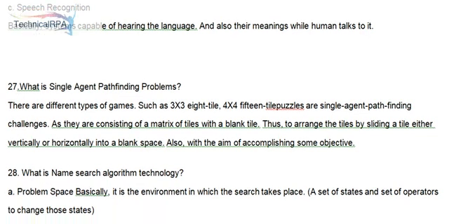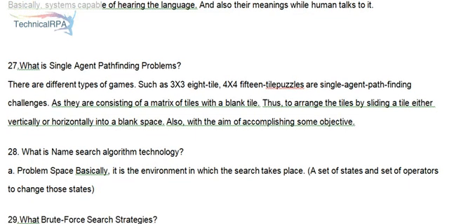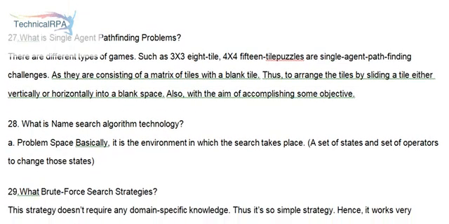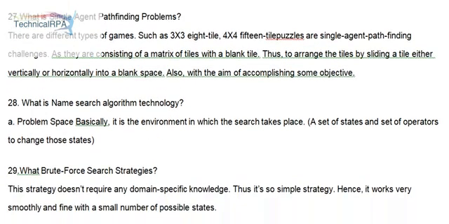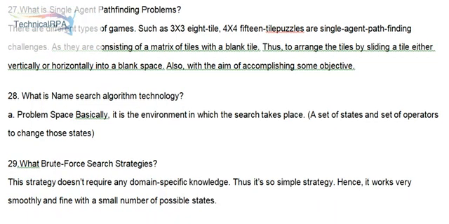27. What are single-agent pathfinding problems? There are different types of games, such as the 3x3 8-tile and 4x4 15-tile puzzles, which are single-agent pathfinding challenges, as they consist of a matrix of tiles with a blank tile. Thus, the aim is to arrange the tiles by sliding a tile either vertically or horizontally into the blank space, with the aim of accomplishing some objective.